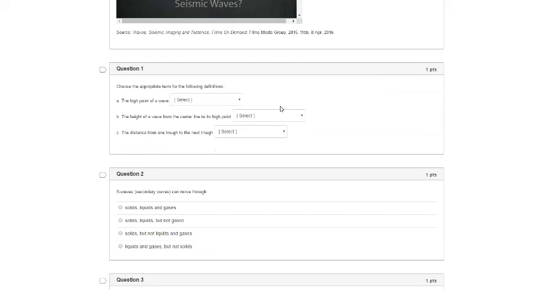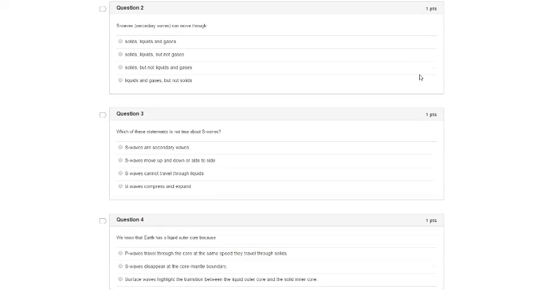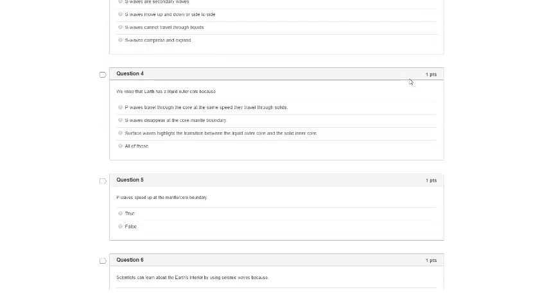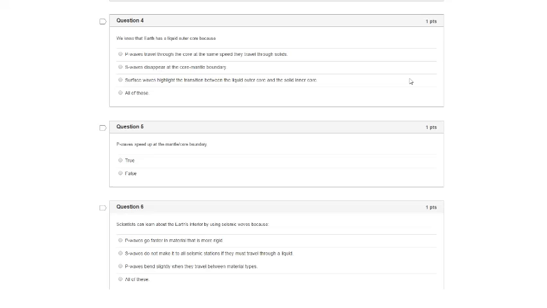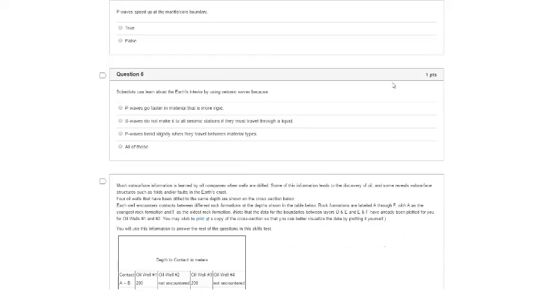And then essentially a lot of these are multiple choice questions, some basic wave terminology. You have to know things like amplitude, crest, wavelength, trough. You have to know the differences between P waves and S waves, and how the differences in those waves allow you to determine differences in the Earth's interior.